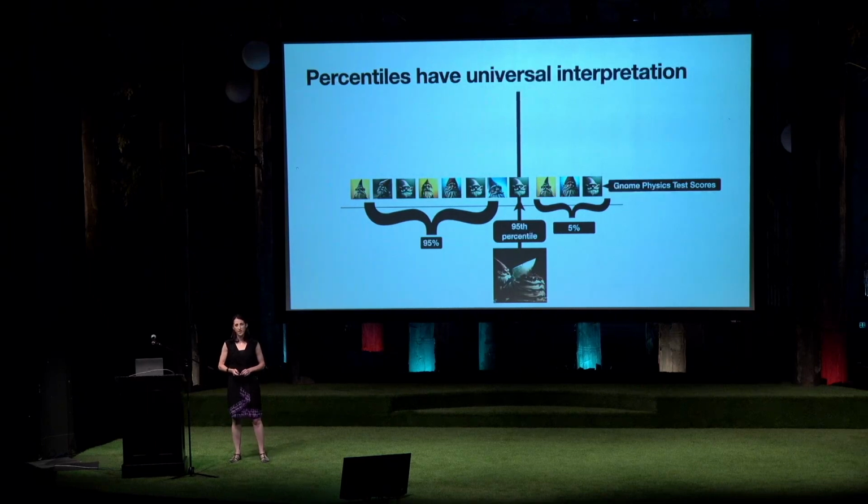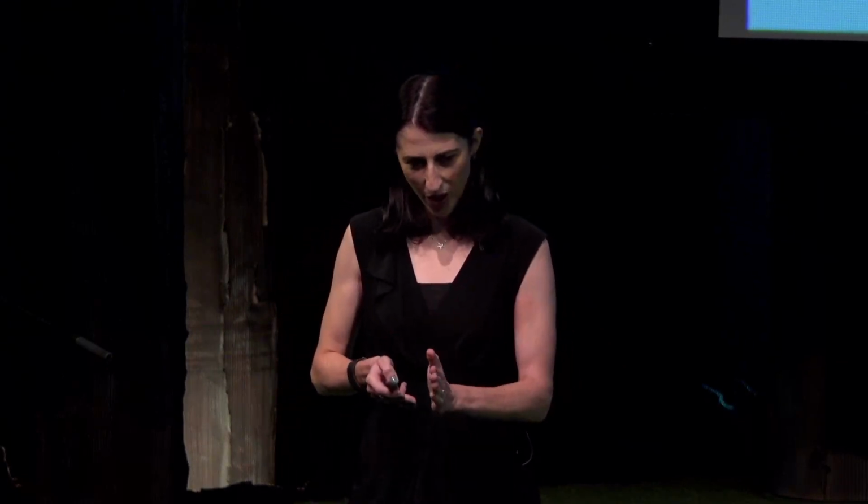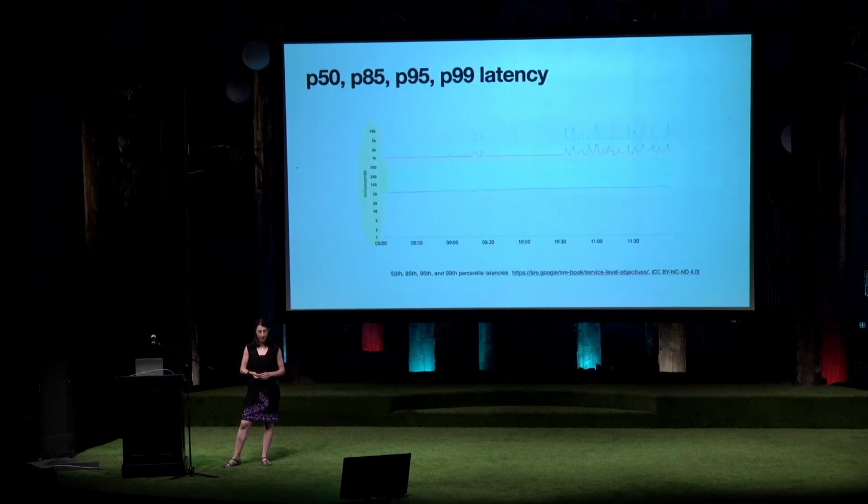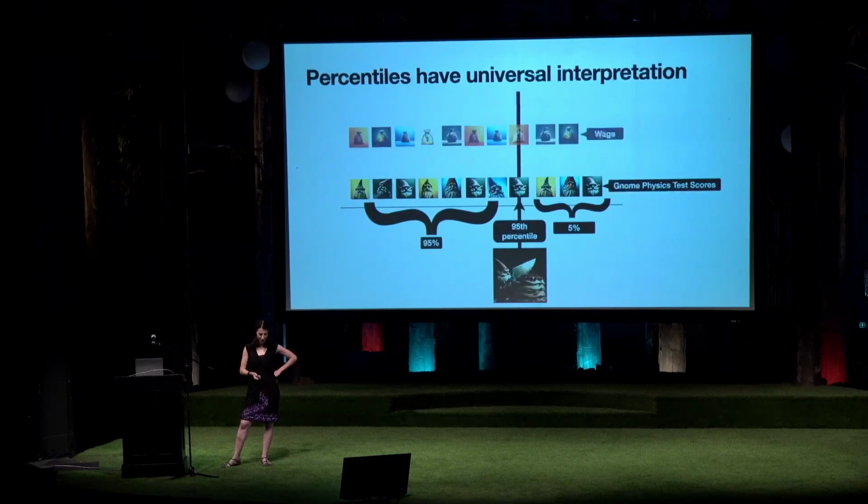One thing about percentiles is that they have universal interpretation. So it doesn't matter what type of data we have. We could be having salary data, weight data, latency data, or non-physics test scores data. 95th percentile always means that same thing, which is the value that ranks at the location of the data where 95% of the data points are below it and 5% of the data points are above it. And it doesn't matter what the mean or standard deviation for the data points are.